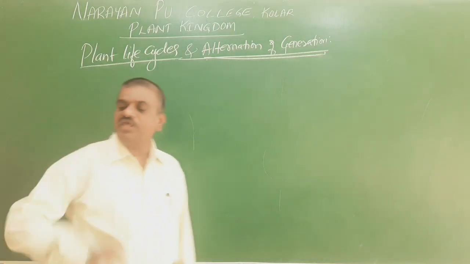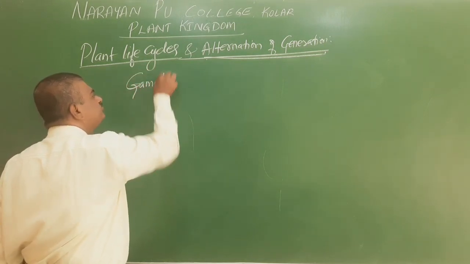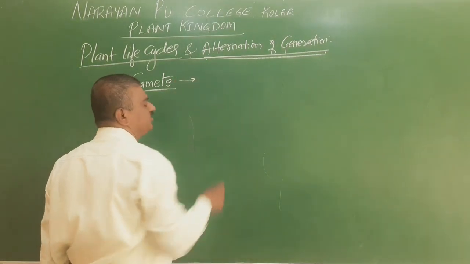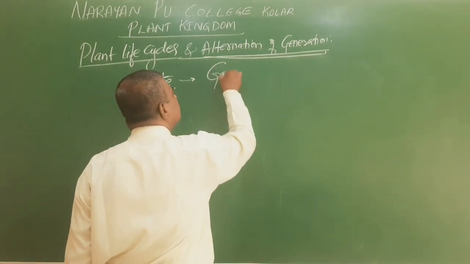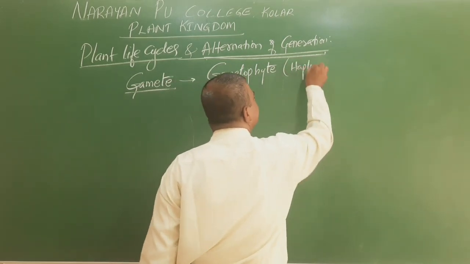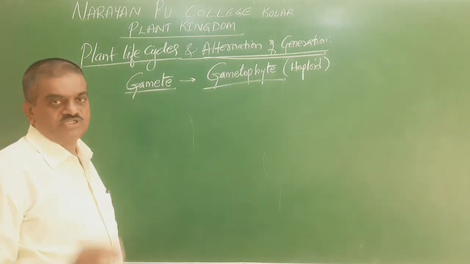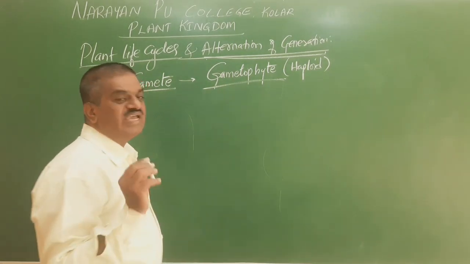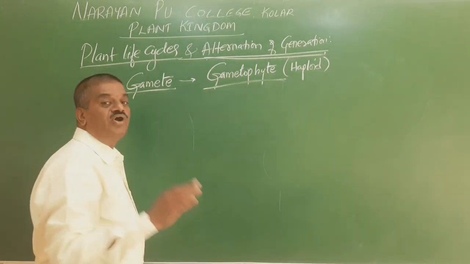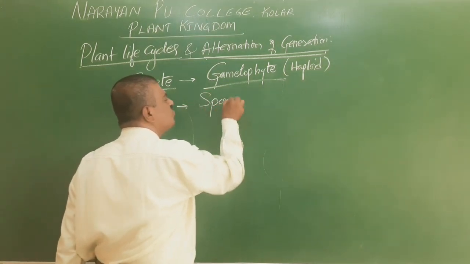The word alternation of generation is nothing but here the gamete producing bodies are called gametophytes. So we use the word gametophyte. The gametophytes are usually haploid. The gametophyte is where the gametes are formed. It may be a male gamete or a female gamete. When a gamete is synthesized, that is always called the gametophyte. This gametophyte is followed by the spore producing structures called sporophytes.